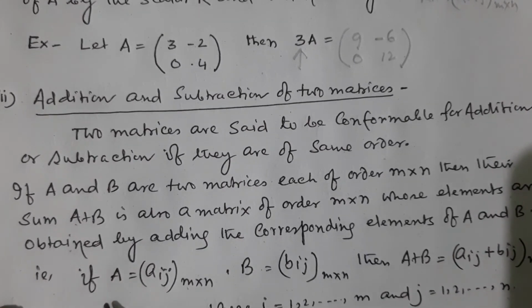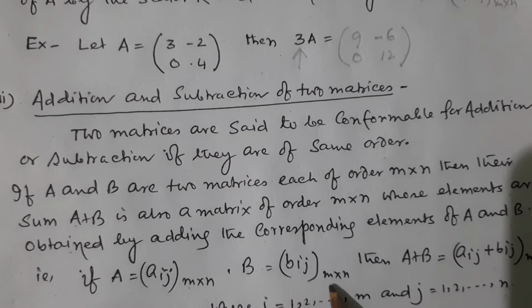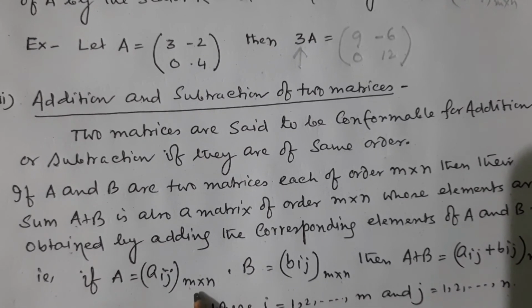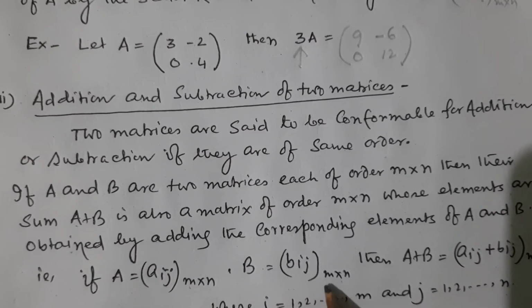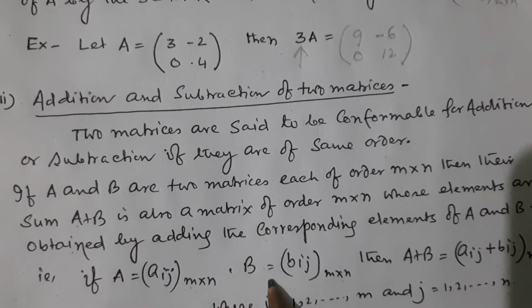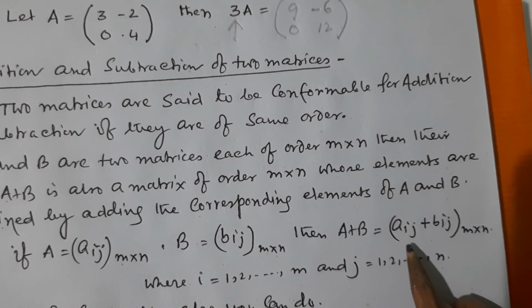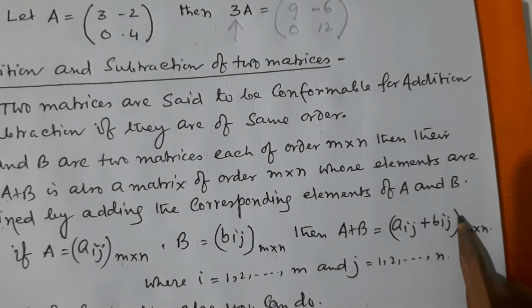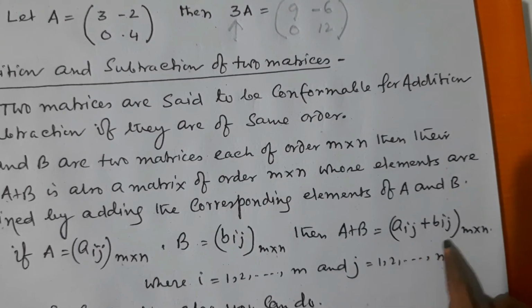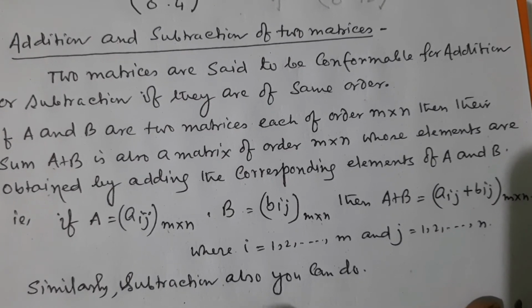That is, if A equals [aij] m cross n and B equals [bij] m cross n, this is a matrix of m cross n and B is another matrix of order m cross n. So these two matrices are of the same order, so we can add. Then A plus B equals [aij plus bij] m cross n, where i equals 1, 2, up to m and j equals 1, 2, up to n. Similarly, subtraction can also be done in this manner.